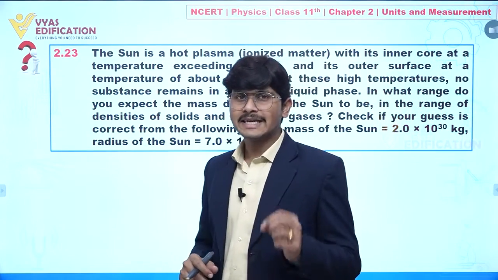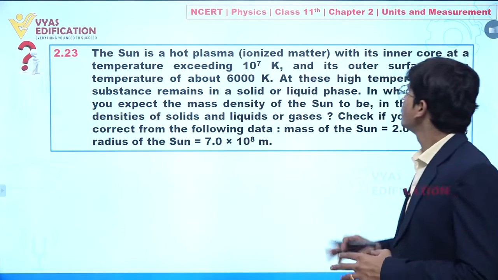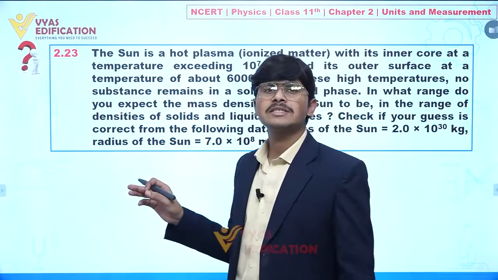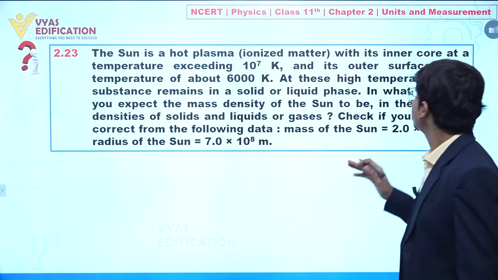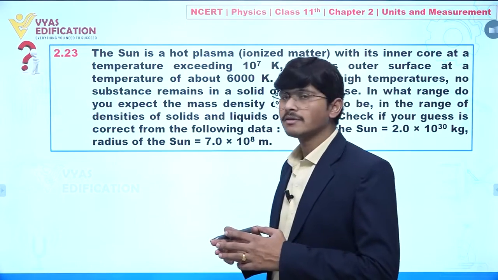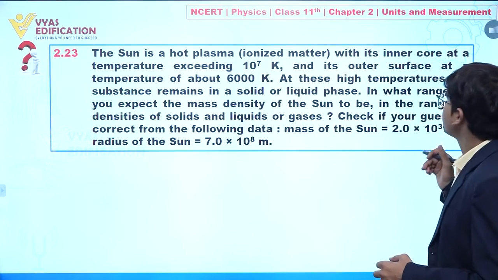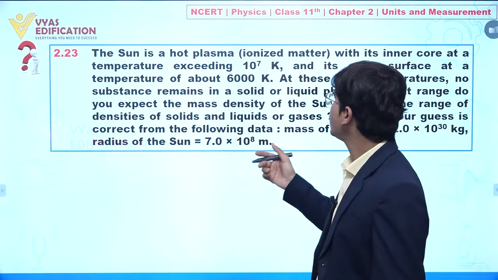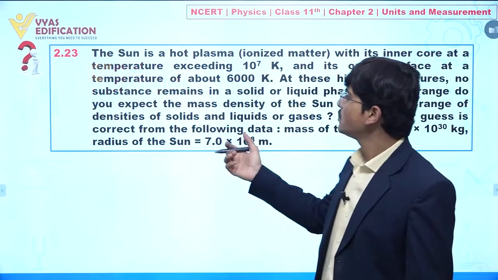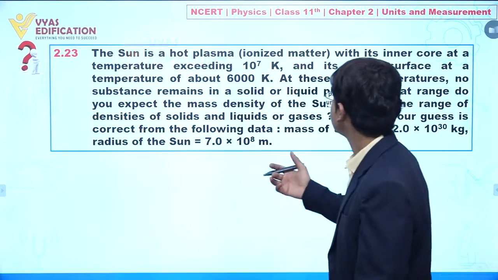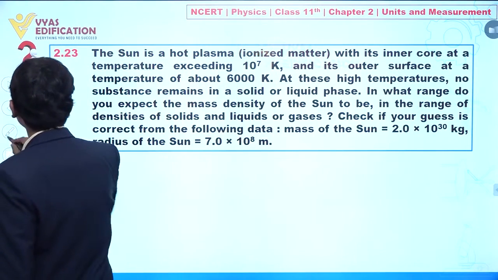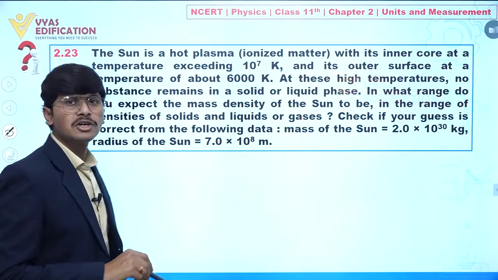The sun is a hot plasma with its inner core at a temperature exceeding 10 to the power 7 Kelvin, and its outer surface at a temperature of about 6000 Kelvin. At this high temperature, no substance remains in a solid or liquid phase. In what range do we expect the mass density of the sun to be? So our objective in this question is to calculate the mass density of the sun.